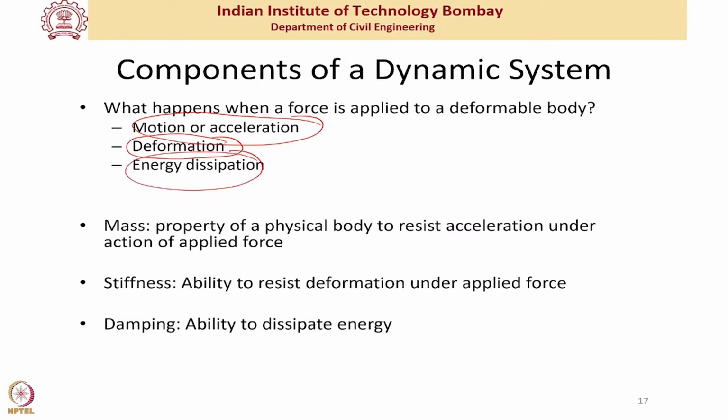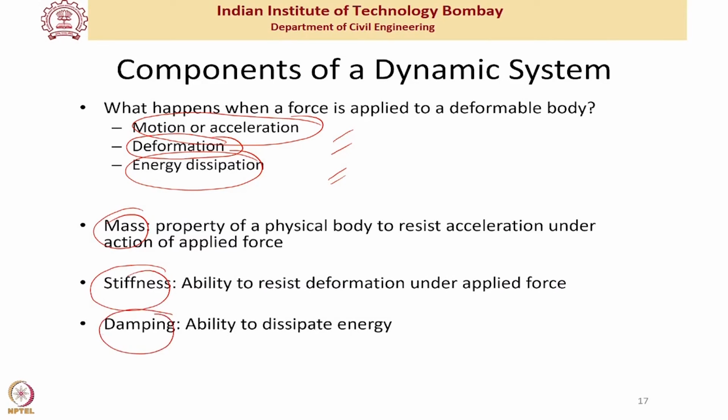Considering these points in mind, any structure or dynamic system has three integral properties, which are mass, which is the ability to resist acceleration; then stiffness, which is the ability to resist deformation; and then damping, which is the ability to dissipate energy.